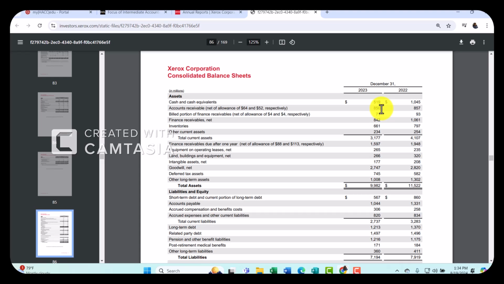Now, this has already been done for Xerox because this is published financial statements, but this is the process that they would have gone through before it was published. They would have considered how much was not going to be received. If there is a change in that amount, then there needs to be an adjustment or an entry, journal entry, to do that.